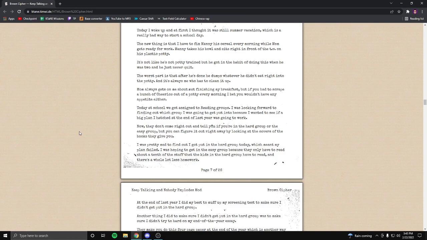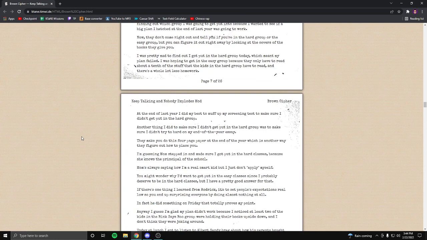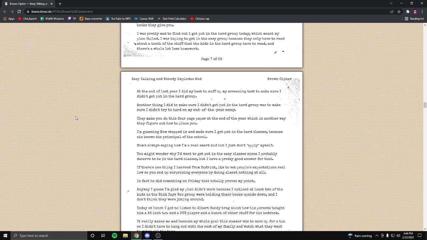I was hoping to get in the easy group because they only have to read about 1/10 of the stuff that the kids in the hard group ever have to read, and that's a whole lot less homework. At the end of last year, I did my best to muff up my screening test to make sure I didn't get put in the hard group. Another thing I did was to make sure I didn't try too hard on my end of the year essay. They make you do this 4-page paper at the end of the year, which is another way they figure out how to place you. I'm guessing Mom stepped in and made sure I got put into hard classes because she knows the principal of the school.